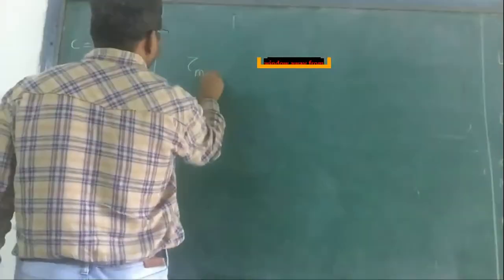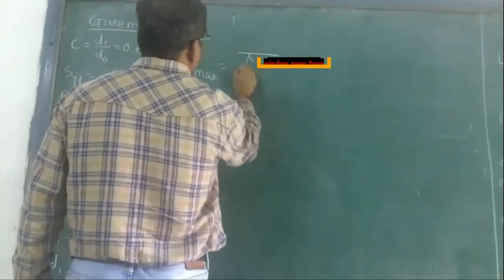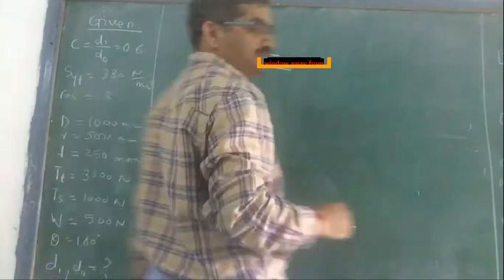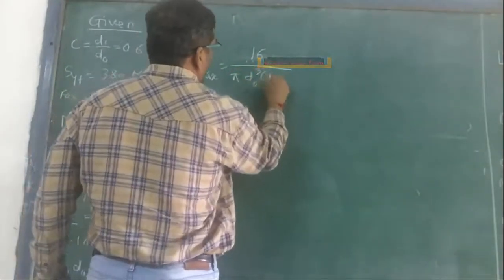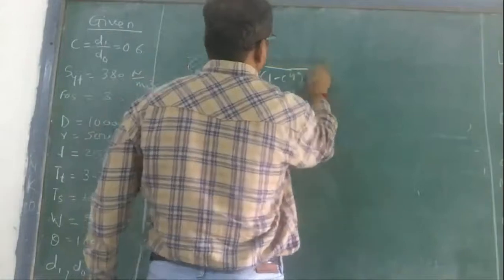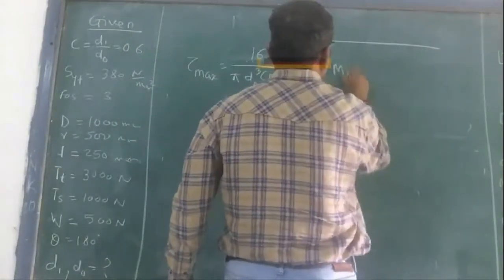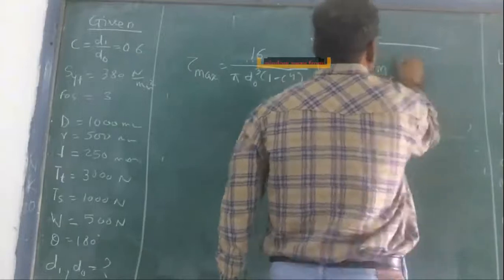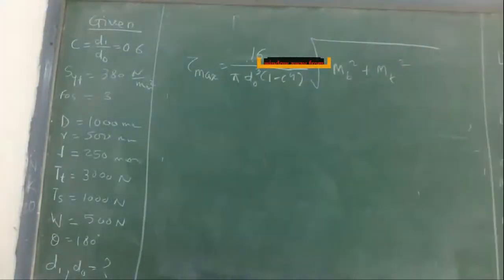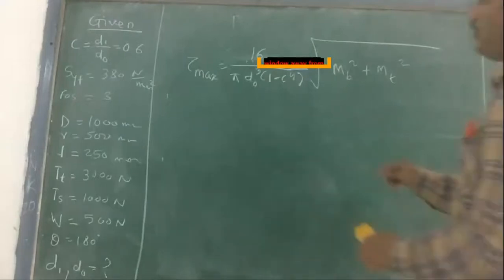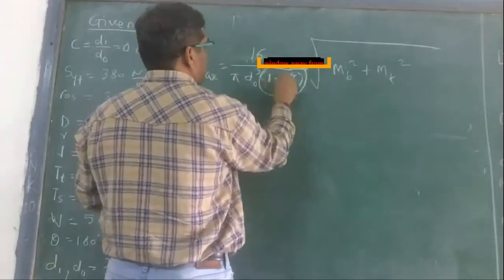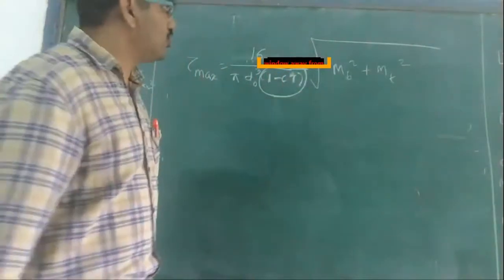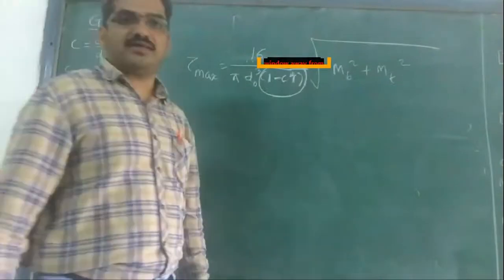Tau max, the allowable shear stress, is equal to 16 by pi d0 cubed times (1 minus k to the power 4), where the factor will come into the picture, times the root of (Km M) squared plus (Kt T) squared. It is the same formula we use for the design of a solid shaft on the torsional rigidity basis. The only new thing is the factor 1 minus k to the power 4. This is extra for the hollow shaft. Otherwise, all the other parts are the same.